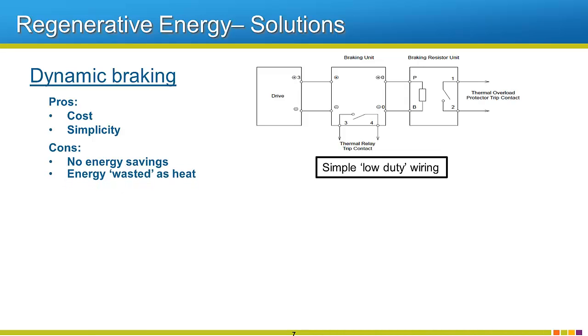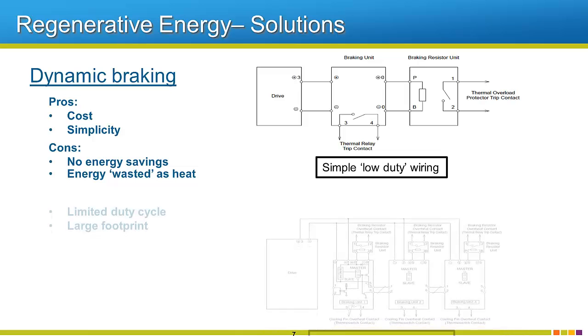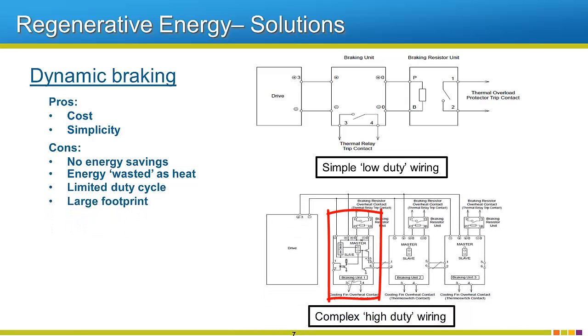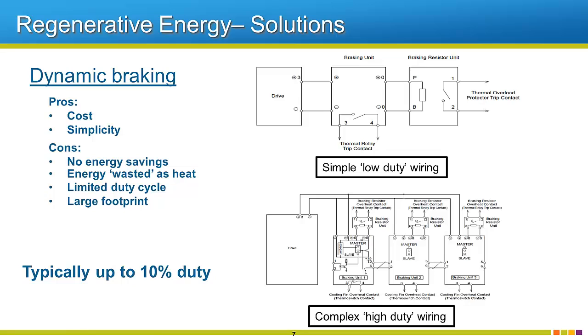Additionally, when an application calls for a higher duty cycle due to increased regen, the size of the braking transistor and resistor will get larger and could multiply. Braking modules are run in parallel. This means that it will result in a larger footprint and more wiring. Dynamic braking is commonly used in applications requiring a duty cycle of 10% or less, but it is not limited to that number.